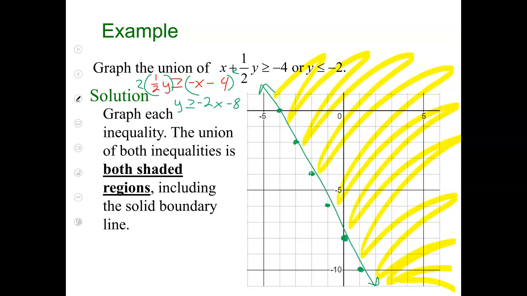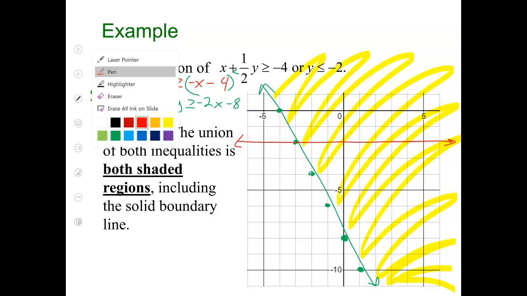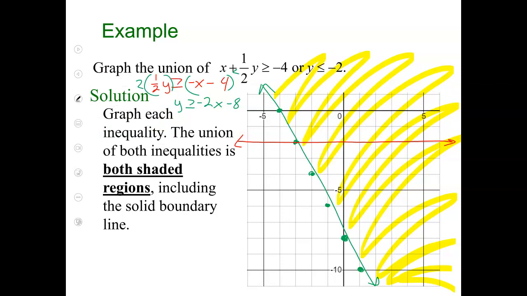Let's graph the other one. Y is less than or equal to negative 2. What type of line is that going to be? Horizontal. Solid or dotted? Solid. So y is less than or equal to negative 2. Shade above or below? Y is less than. Below. We'll do this.